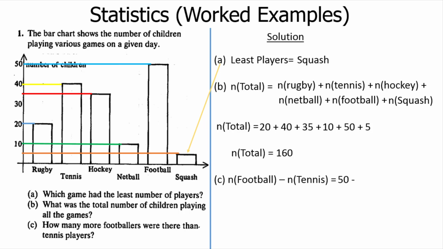Tennis, from my inspection, based on what we did before, we can see that we have 40 people playing tennis. So n football minus n tennis, number of people playing football minus number of people playing tennis, is going to be equal to 10. Very easy example, right?